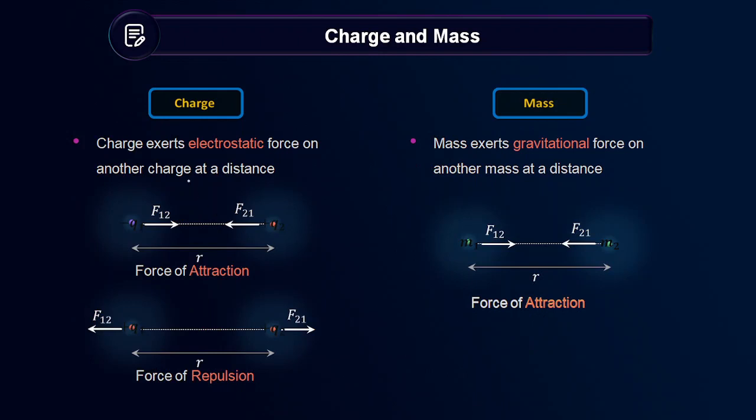Next, a charge exerts electrostatic force on another charge at a distance when there are two point charges. So force of attraction or force of repulsion can be acting. Just now we had seen that when charges are of opposite nature, then attractive force will be acting. When charges are of the same nature, like here plus charge and plus charge, in that case repulsion force will be acting. But in case of mass, we know from Newton's law that mass exerts gravitational force on another mass at a distance, and that will be the force of attraction between the two masses. Two masses always attract each other. There is no repulsive force in case of mass.